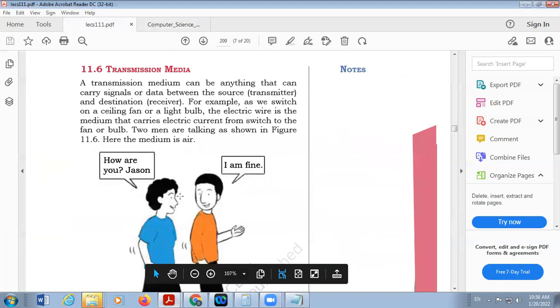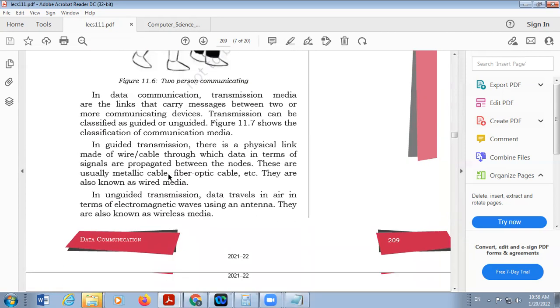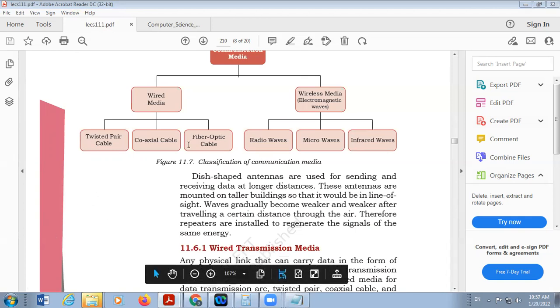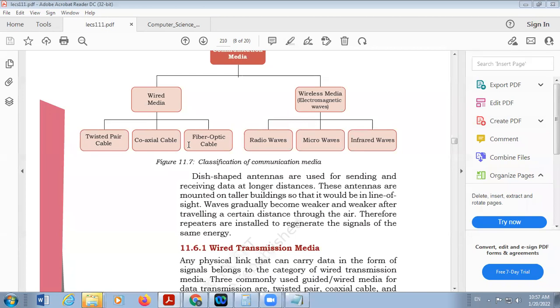Transmission media can be anything that can carry the signals, that can carry the message from one side to another side, from the source computer to the destination computer. It is just a medium to carry the data, the signals, the message from one side to another. In wireless, we use electromagnetic waves. In wired media, there are three types of cables we are using: twisted pair, coaxial cable, fiber optic cable. Three types of cable.